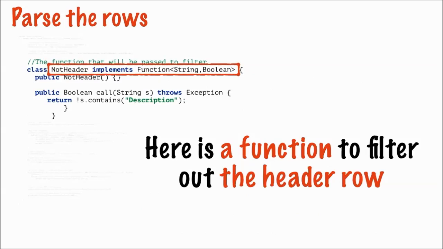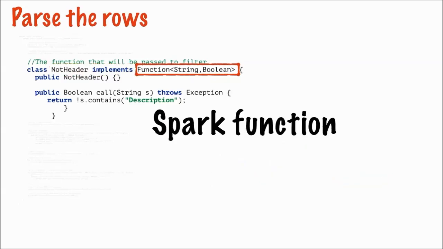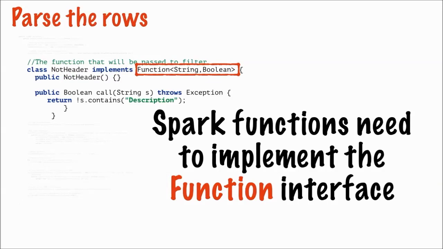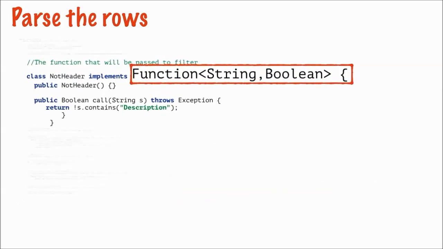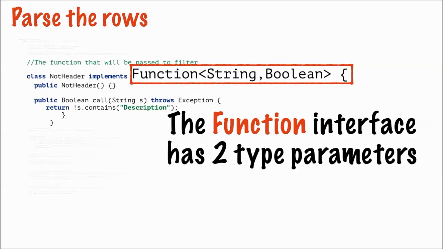Let's start off with a subclass which implements the function interface. NotHeader is a class which implements the function interface. It has within it just one method, and this one method filters out the header row in the records. This is something we did in Python as well. Spark functions need to implement this function interface. Note that the function interface is a generic interface and it has two type parameters. The first one we specified as a string and the second one as a boolean.